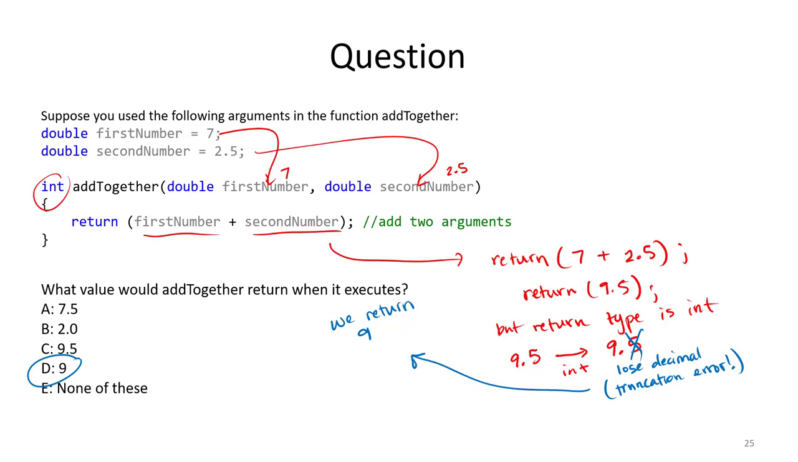And this happens because our answer was 9.5, but because the return type is int, any decimals that are calculated in that function are going to be lost. Remember, no rounding occurs. We are just going to lose that 0.5 and we're left with 9. So very important that you pay attention to return types to make sure that you don't accidentally lose data.